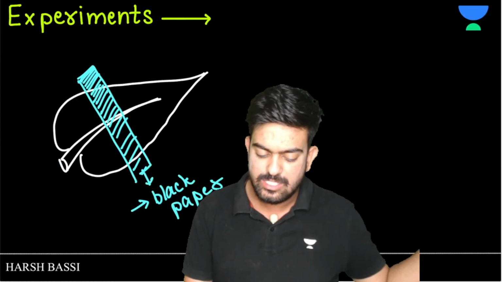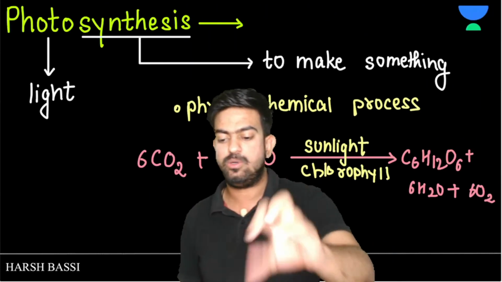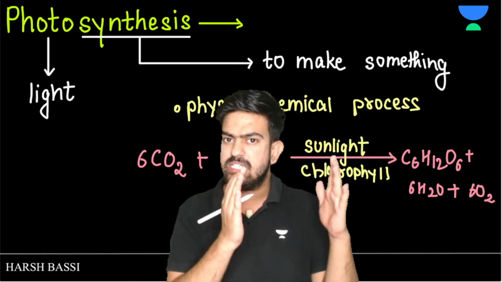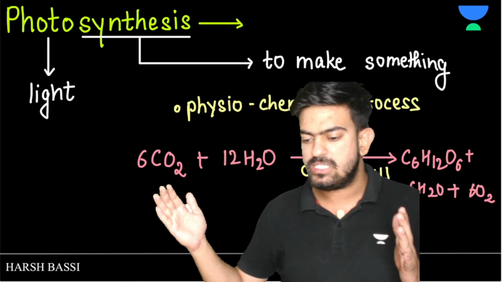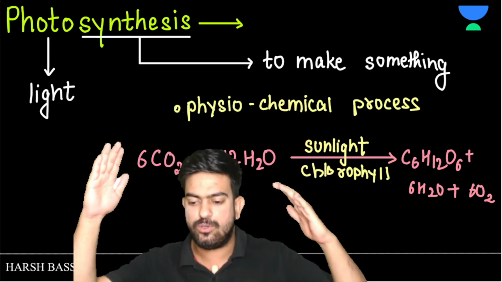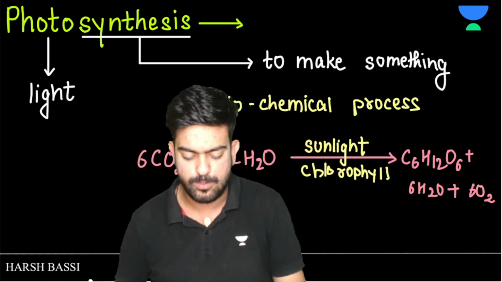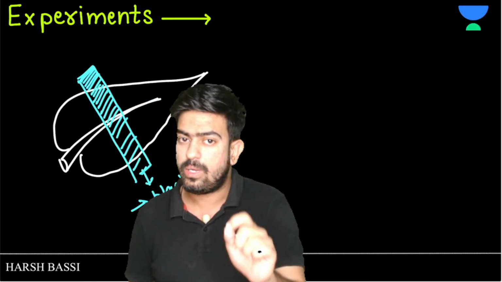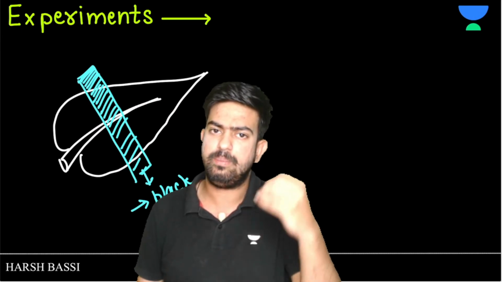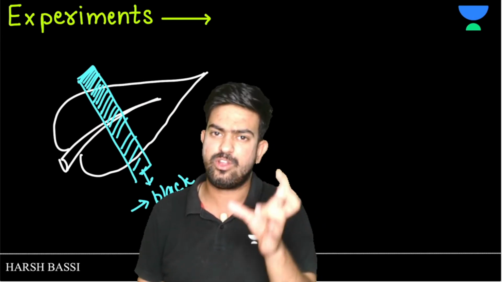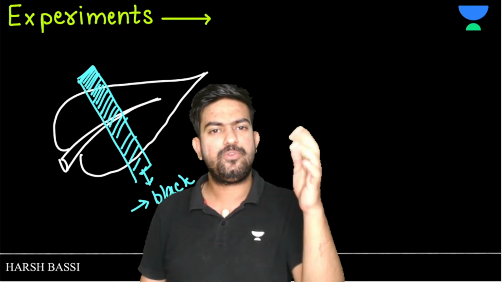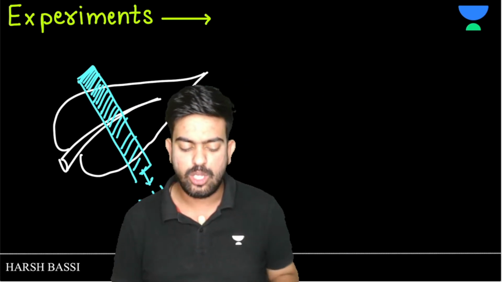In the last class, we discussed photosynthesis. What was photosynthesis? We discussed the chemical formula, C6H12O6, and all those things. We also discussed that photosynthesis was a physiochemical process. If you are watching this lecture in recording after the class, I will add timestamps so that you can directly jump to the topic.